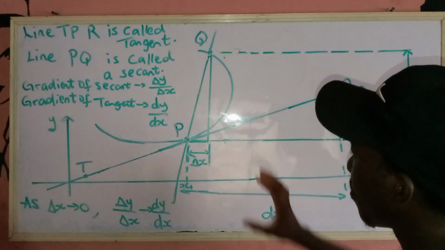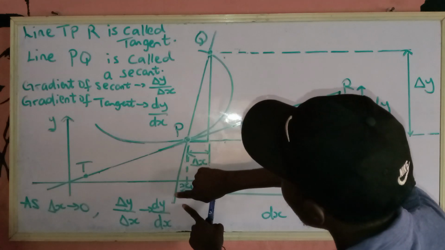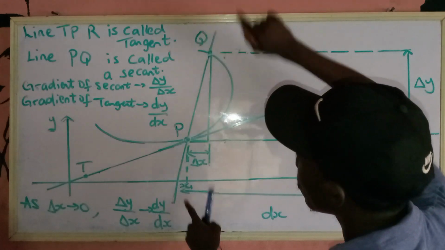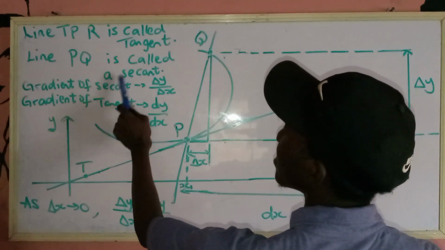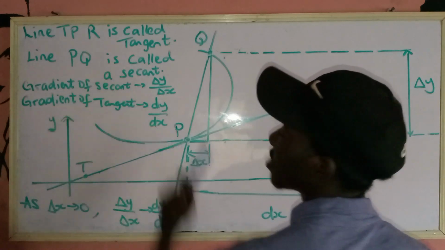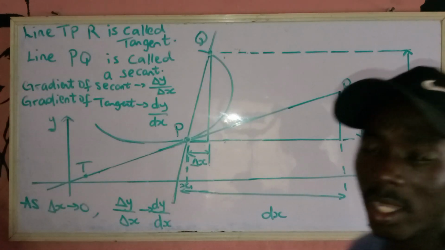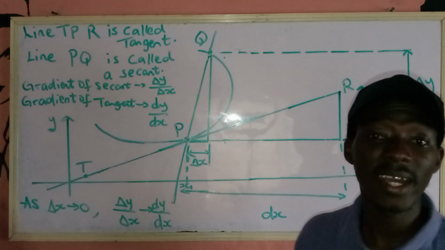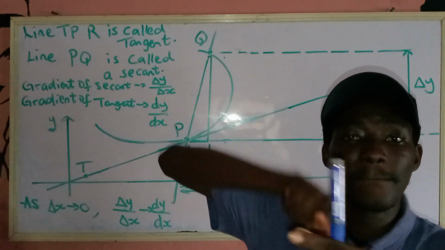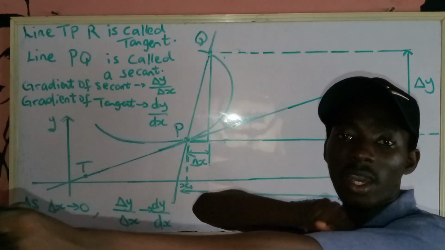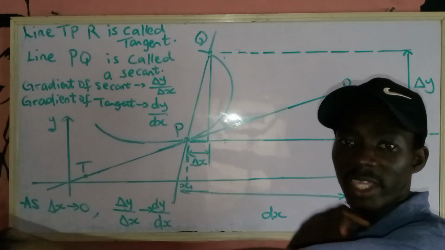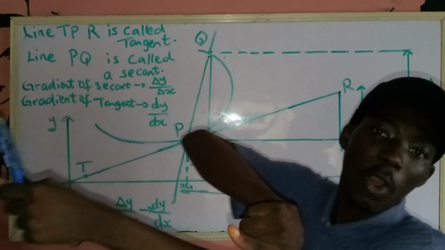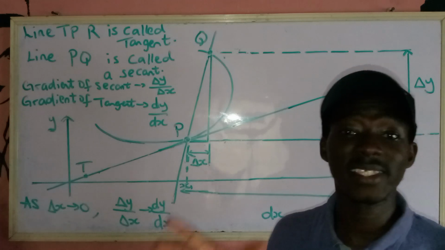Now, next thing is the line here, the line that goes like this, PQ. We call it a secant. So line PQ is called a secant. That is the name of the line. Now let me define what that means. A secant is a line that passes through a curve at 2 points. So it enters a curve and comes out at the other point. That is what a secant is.